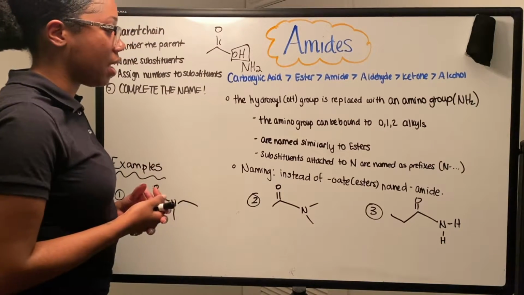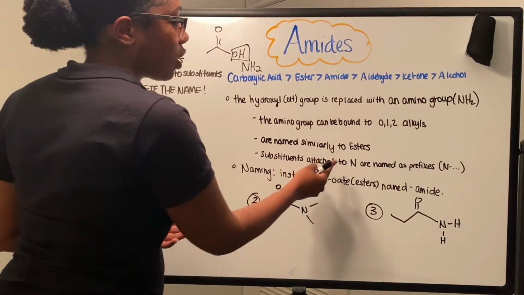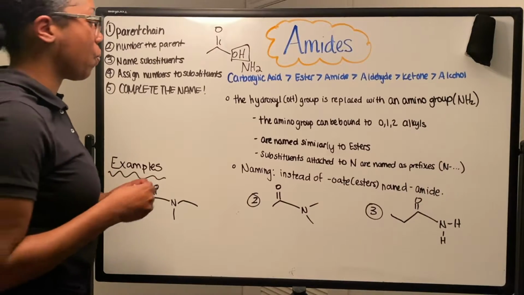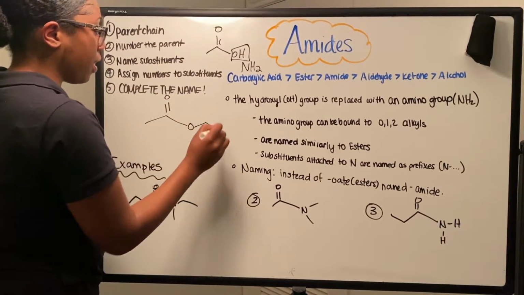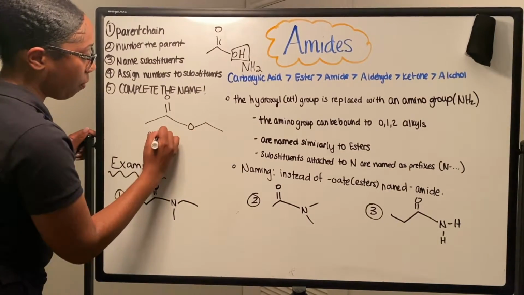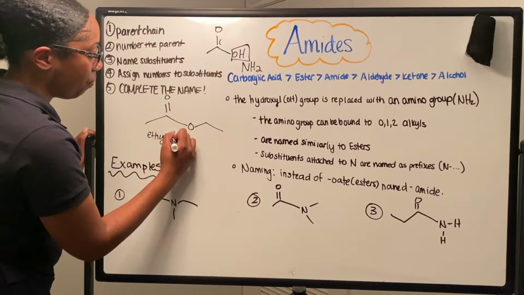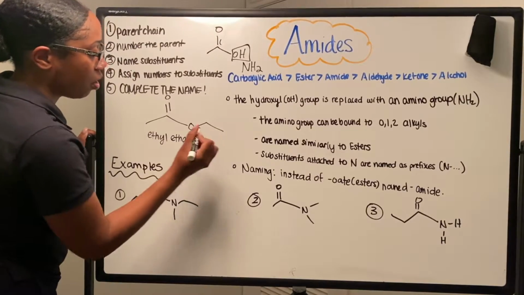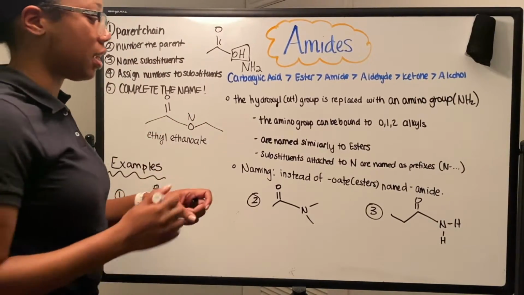We're going to go through some examples down here just to make it more solid in your brain in regards to naming amides. Another important thing to note is that the substituents attached to the N are named as prefixes. So remember before with the esters, if we had an ester that looked like this, we would name this first. So this here is an ethyl, ethyl ethanoate. So just like with the N, whatever's attached to the N, that's going to be named first.